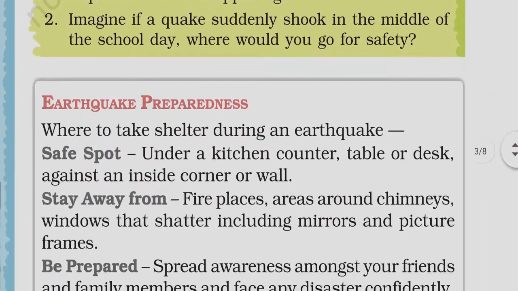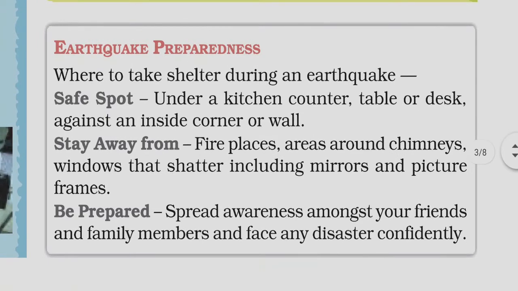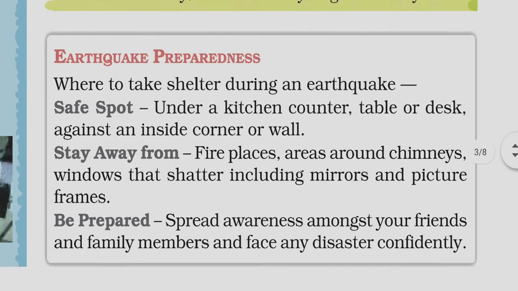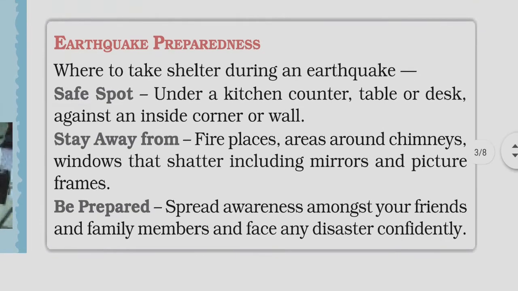So let's see the next important topic, that is earthquake preparedness. It is very important because it comes under the UPSC syllabus, that means disaster management. So it is a very important topic to remember. So what are the earthquake preparedness measures? Let's see what they are.